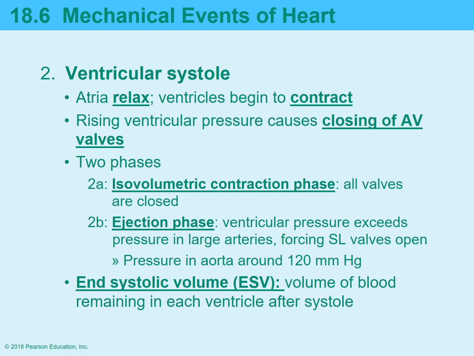Then that's going to be followed by the ejection phase, which is when the ventricular pressure starts to exceed, it's higher than that in the large arteries, the pulmonary trunk and the aorta. Because the ventricular pressure is higher, it's going to force the semilunar valves to open. So this is the ejection phase. End systolic volume, ESV, is the volume of blood remaining in each of the ventricles after.